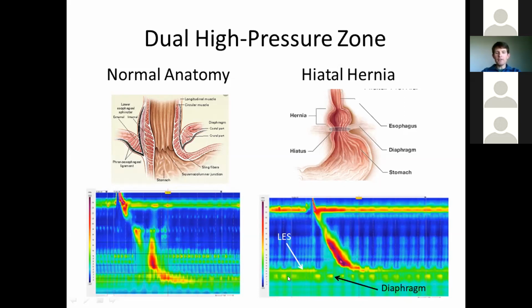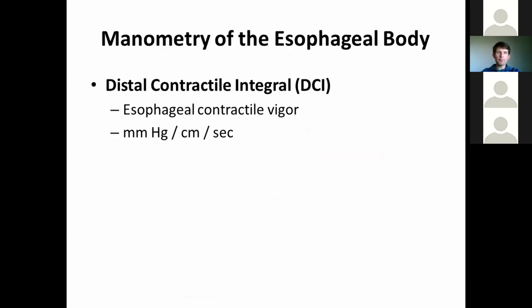Just below that, you have these points of high pressure. That's the diaphragm. And so this dual high pressure zone is seeing two different points of pressure, essentially at the gastroesophageal junction region. So you'll frequently see that, and we comment on that in our reports as well, saying likely or possible hiatal hernia secondary to the visualized dual high pressure zone. So that's the lower esophageal sphincter.